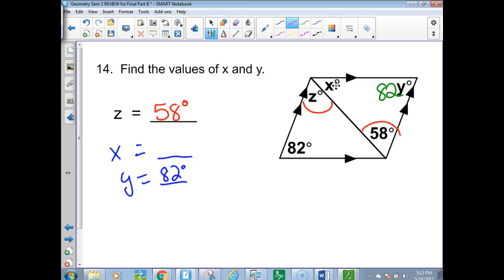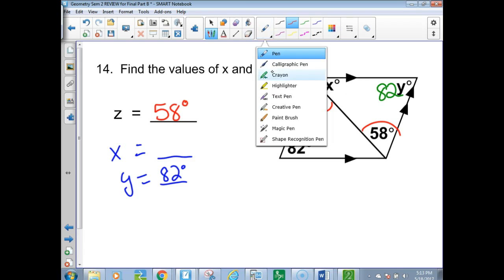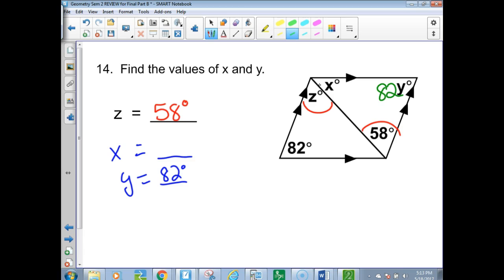All right, now let's find x by using the triangle angle sum theorem. Of course, that says that the sum of the three angles of any triangle is 180. We've gone over that one so many times, so we're going to use it again. So let's do 180 minus 82 minus 58. That'd be 98 minus 58. So it's going to be 40.